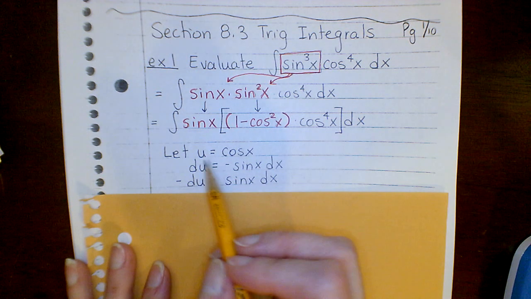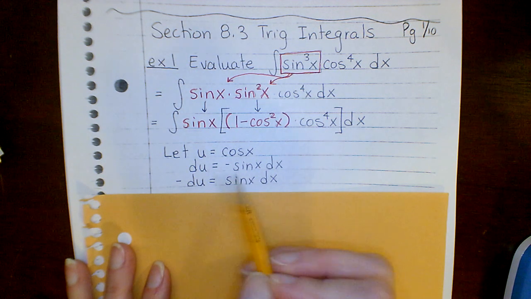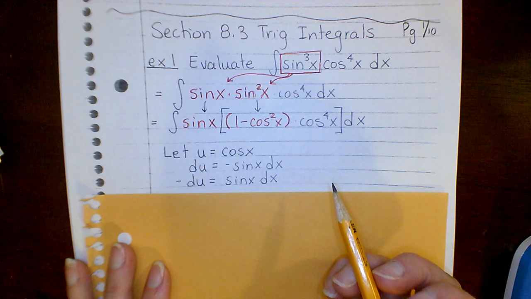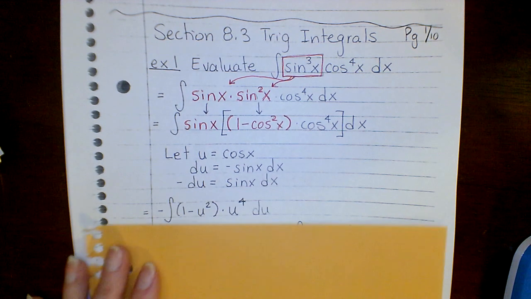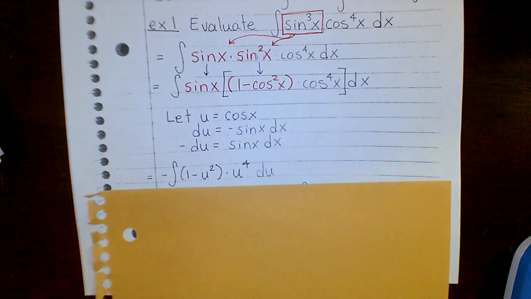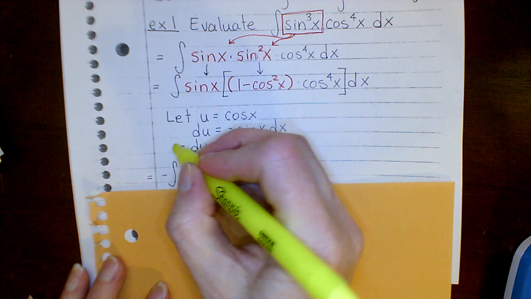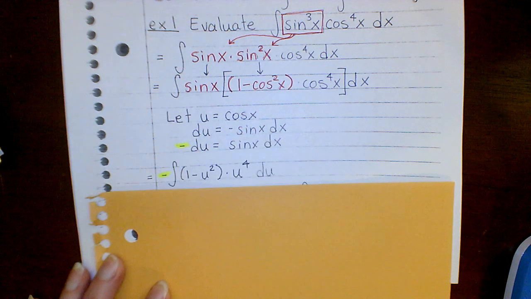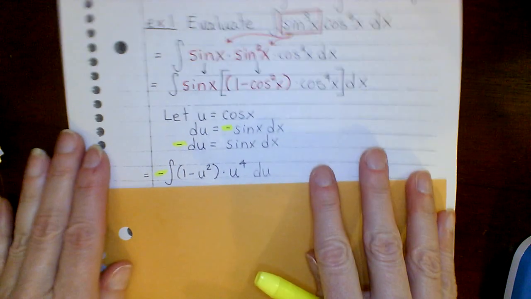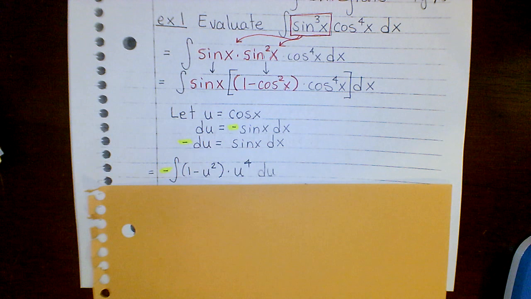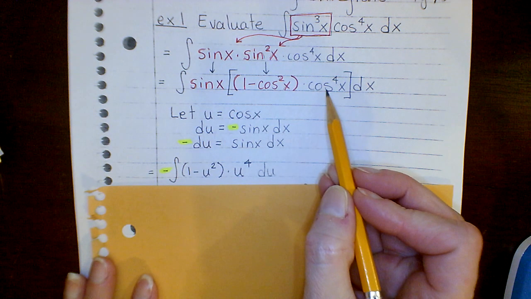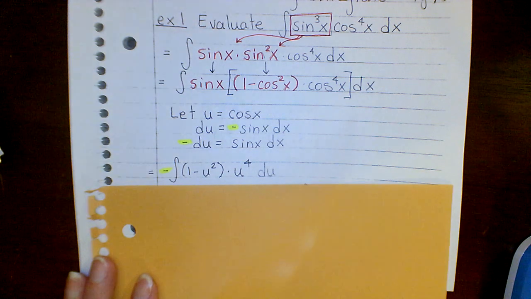So let's let u be cosine x. Du, of course, is negative sine x, so I just divided both sides by negative 1. And then look at what this integral becomes. We get this negative right here, and of course that came from that derivative. This would be 1 minus u squared, and this will be u to the fourth, and then of course this is my negative du.